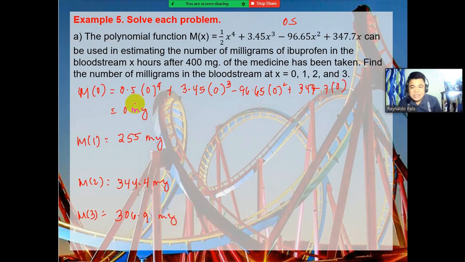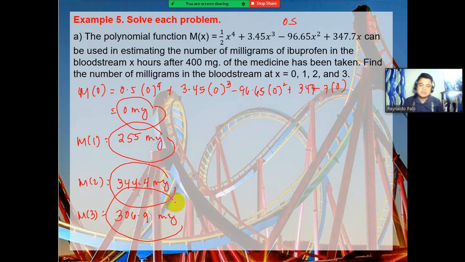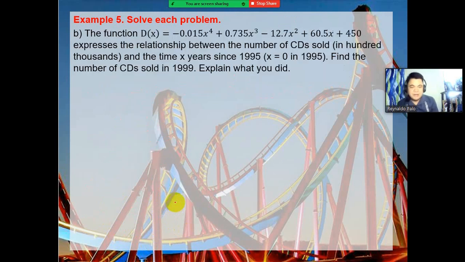So the answers are 0 milligrams after 0 hours, 255 milligrams after 1 hour, 344.4 milligrams after 2 hours, and after 3 hours, it's 306.9 milligrams. So let's have the next problem. We're going to apply it in sales.